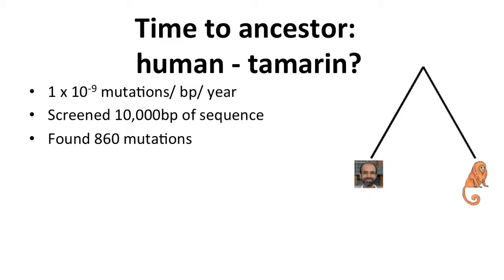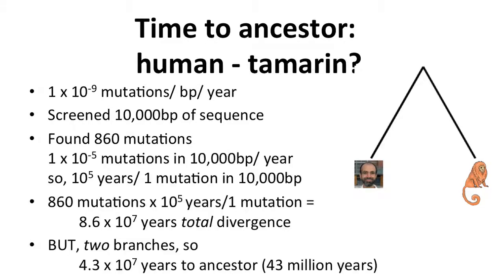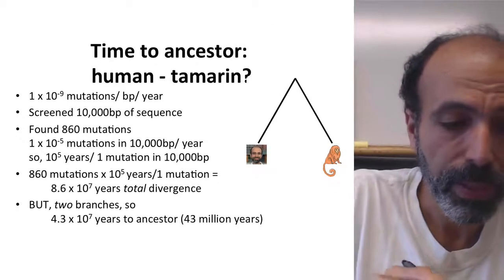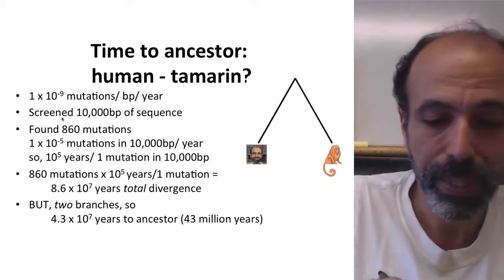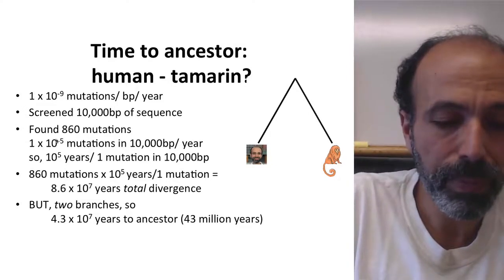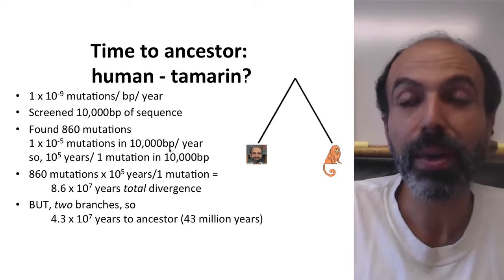Well, I hope that wasn't too challenging. Now, let me walk you through this one just like we did the previous one. So this is just filling in those same things. We said that we're looking at 10,000 base pairs. That's the same as 10 to the 4th base pairs. So 10 to the 4th times 1 times 10 to the minus 9th would be 1 times 10 to the minus 5th mutations in 10,000 base pairs.